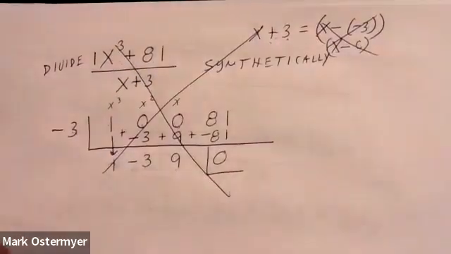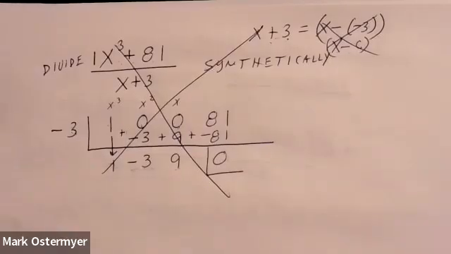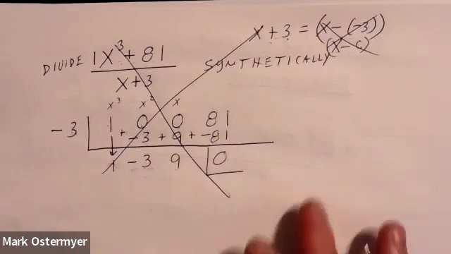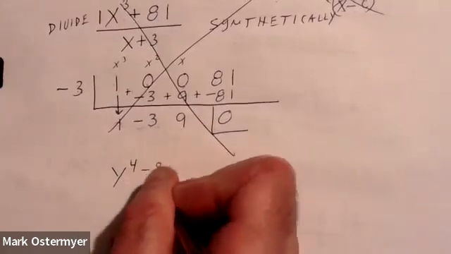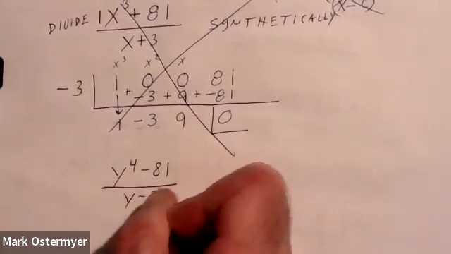All right, hold on. That's no good. Scrap that. No, what was that one I did here? Yes, here it is right here. Let's try this one. y to the 4th minus 81 divided by y minus 3.